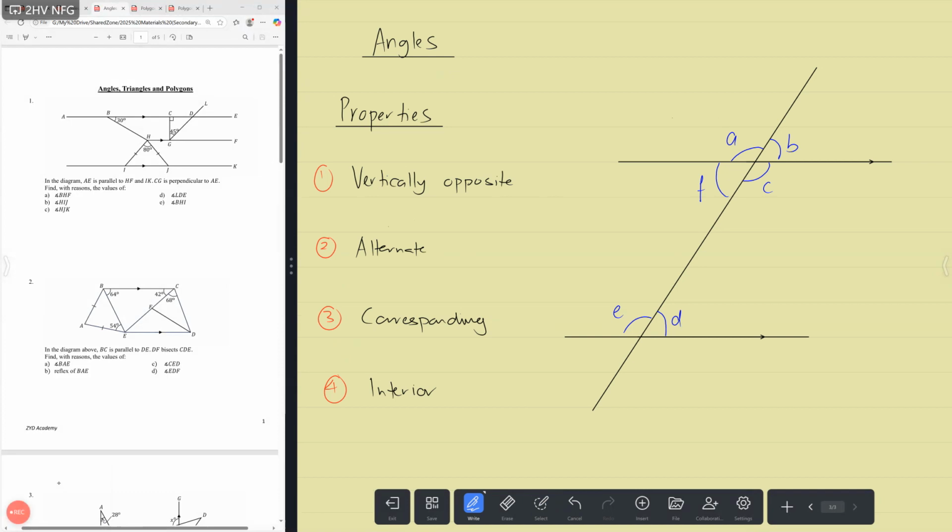Okay, welcome back to the last part for our angles revision. I'm going to go through the last four properties of angles that you must know. They are very, very important because most of the time they'll ask you to find the values of all these angles, giving reasons for your answers. So you can see here there are four properties: vertically opposite, alternate, corresponding, and interior. I will go through with you one by one which angles are vertically opposite and so on.